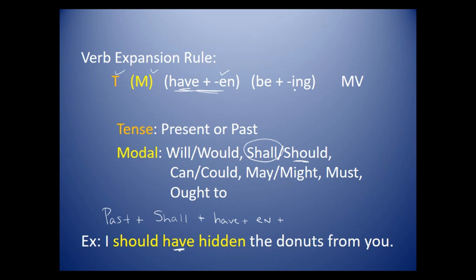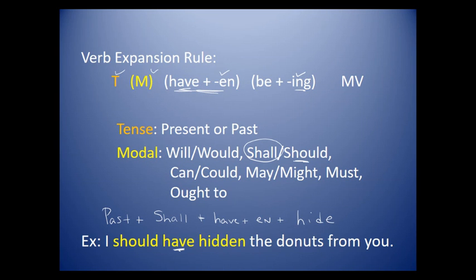All right, so check. Next thing I'm going to look for, do I have an ing? I don't. There's no ing, so I can skip him. Remember, it's optional. Lastly is my main verb. My main verb is the last verb. It's not should or have, it's this last verb, which is hidden. In its base form it's going to be the verb hide.